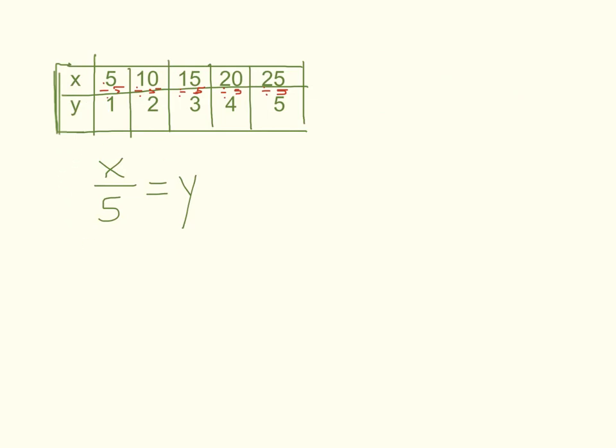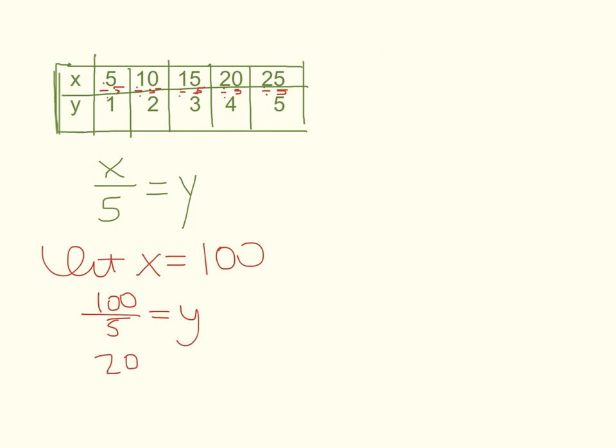Now if I wanted, I could use this equation to find my y value for multiple different x values. I could say, what's my y value if x is 100? So I'm going to let x equal 100, substitute 100 into my equation. I get 100 divided by 5 equals y, so 20 equals y. So I know if x is 100, y is 20.